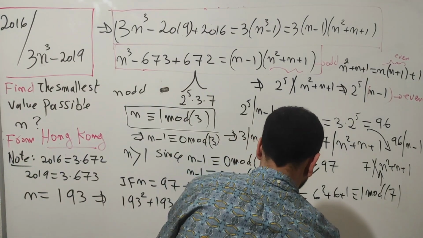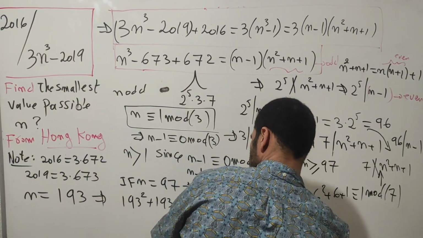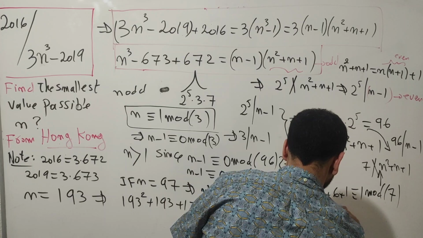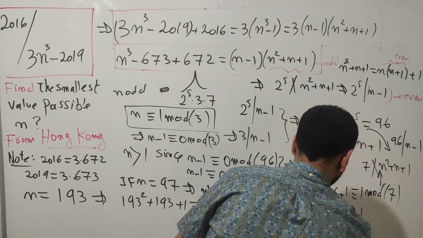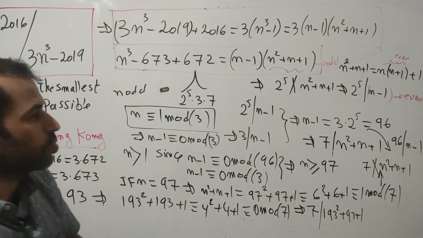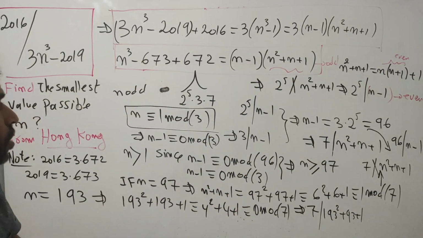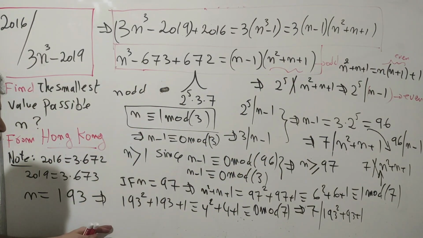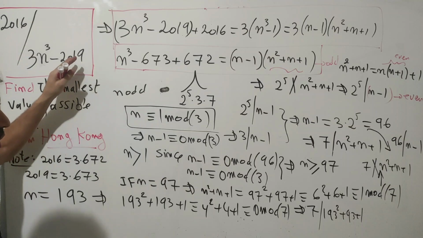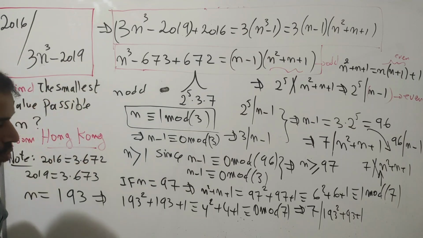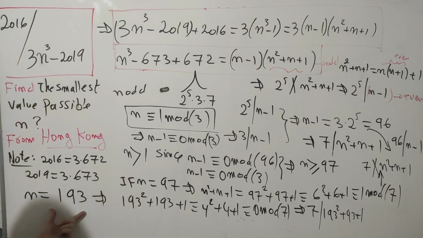This tells us 7 divides 193 squared plus 193 plus 1, which verifies this statement, so it is a solution for this equation. This is the smallest value which verifies the condition that we have here. So now we are going to stop here since we found the smallest value of n.